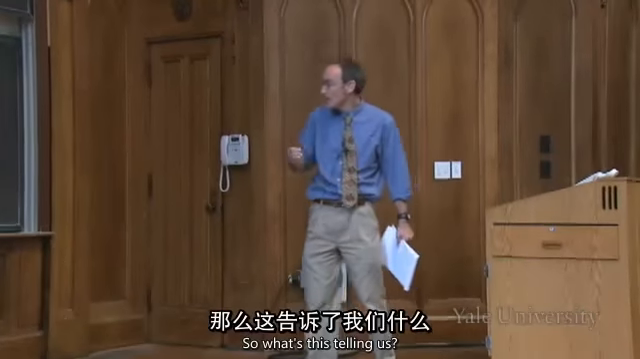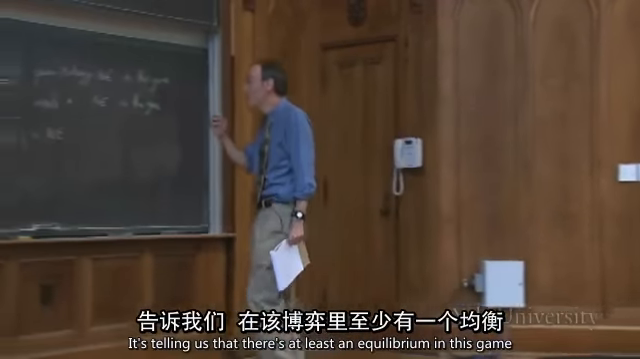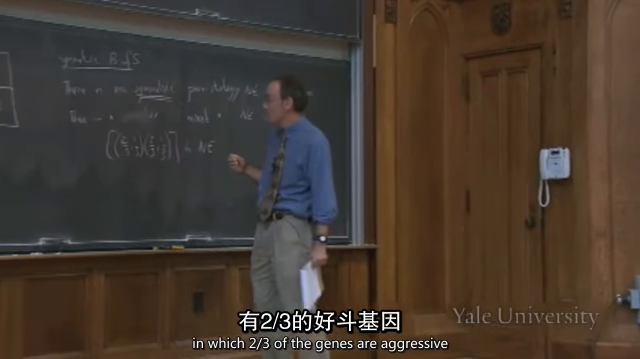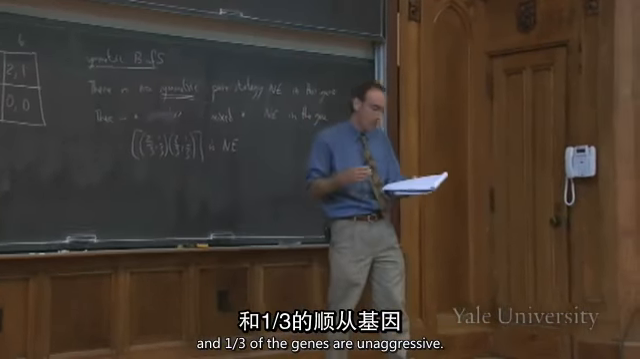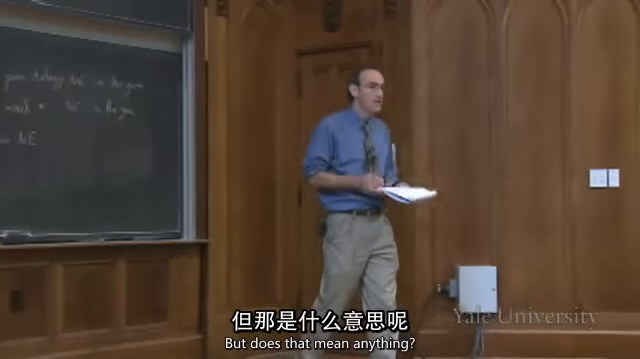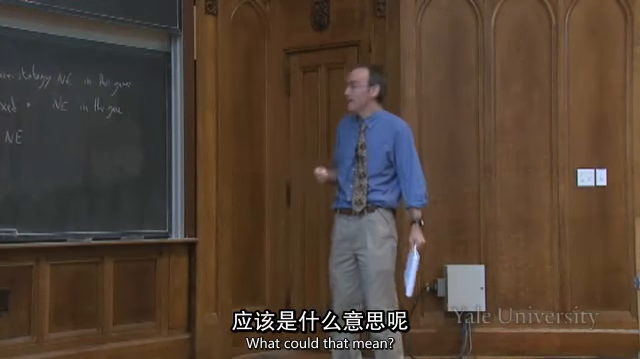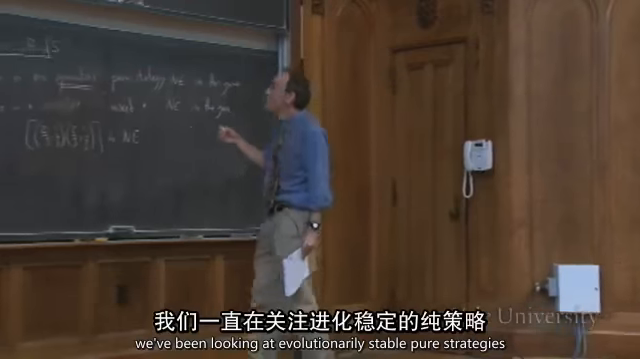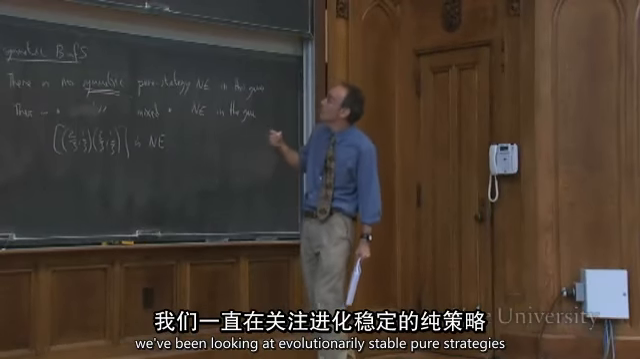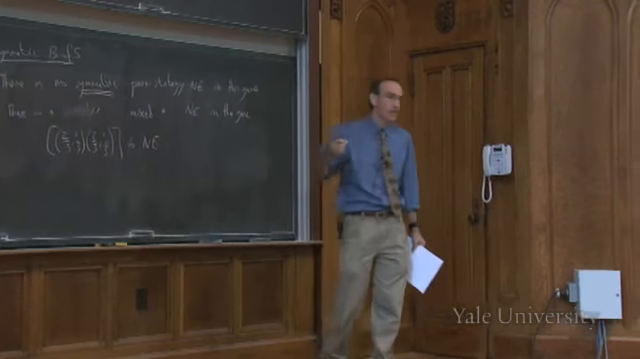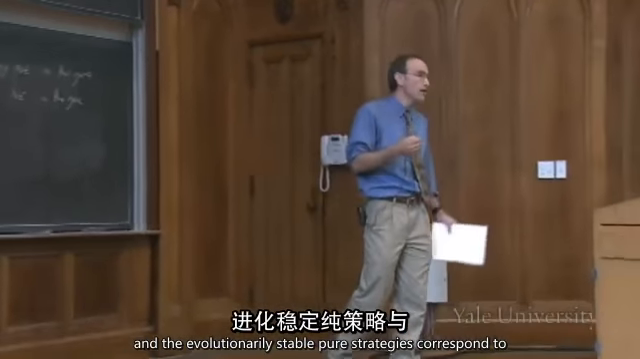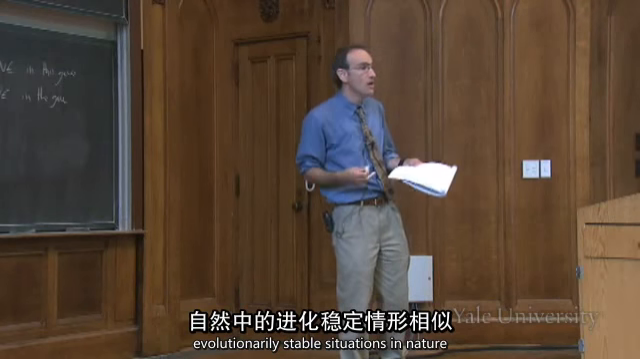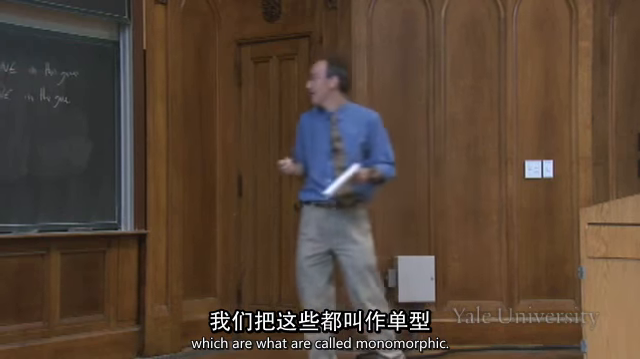All right. So what's this telling us? It's telling us that there's at least an equilibrium in this game in which 2/3 of the genes are aggressive and 1/3 of the genes are unaggressive. But does that mean anything? What could that mean in terms of biology? Well, so far, we've been looking at evolutionary stable pure strategies, and evolutionary stable pure strategies correspond to evolutionary stable situations in nature, which are what are called monomorphic.